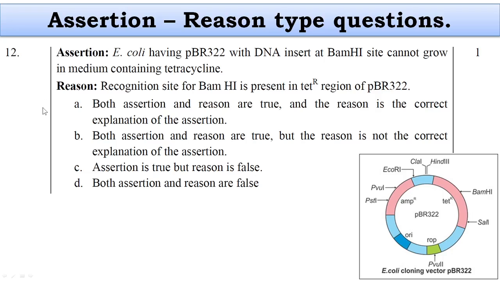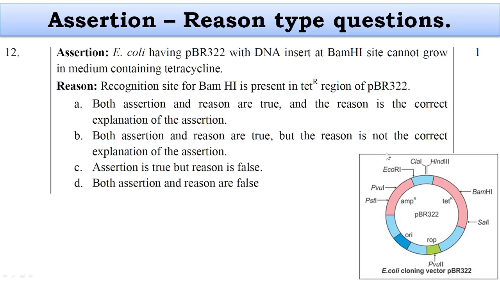So this is the example over here. Now, this question is based upon this particular diagram in your textbook. This is the PBR322 vector, the genetically engineered plasmid. In the first statement, the assertion, it says E. coli, which has this particular plasmid in its cell, if there is an insert of DNA at BamHI, so BamHI is right over here. BamHI is a restriction enzyme which makes a cut right over here, so a DNA is inserted right over here. Such bacteria won't be able to grow in a medium containing tetracycline. Okay, so that is correct.